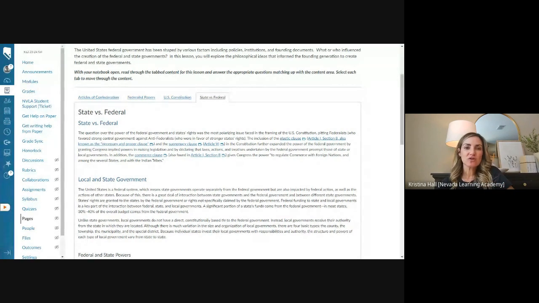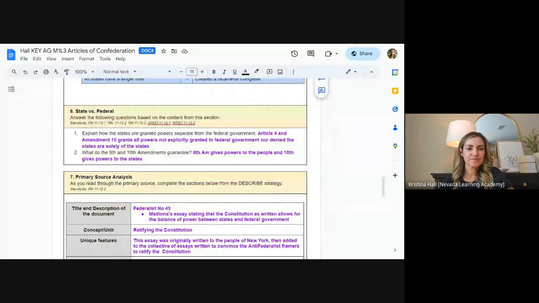So let's look at the questions. Explain how the states were granted powers separate from the federal government. We're going to listen for that in the video. So listen for what articles or amendments. And then what did the 9th and 10th amendments guarantee? Again, remember the Bill of Rights is all about satisfying the anti-federalists, who were afraid of federal overreach, of the government being too powerful, and they wanted to protect state and individual rights. So let's look at how that is done.